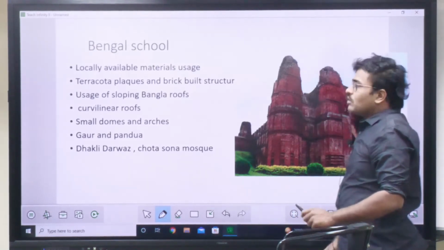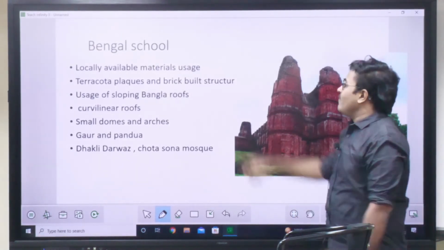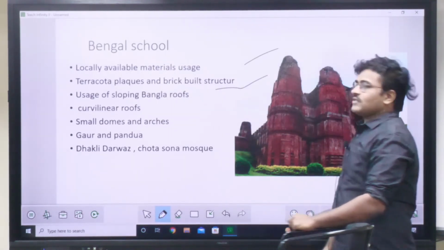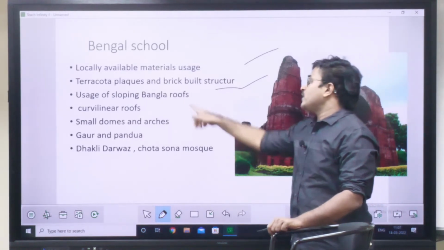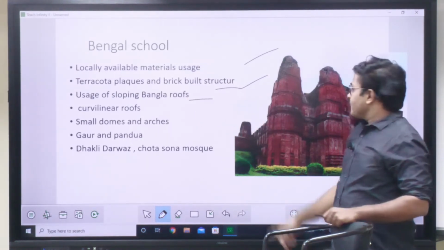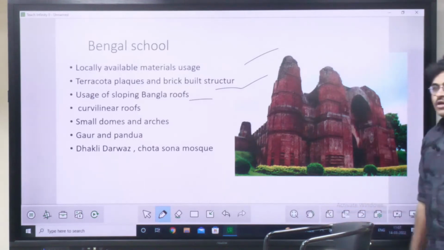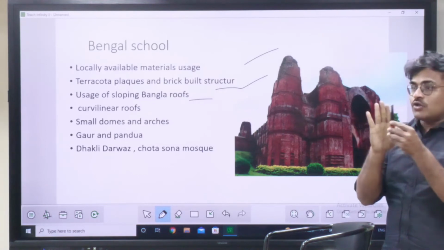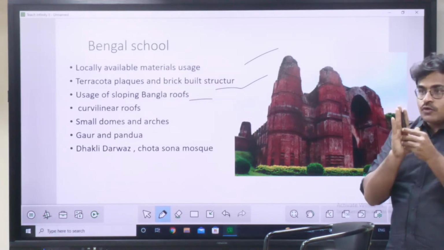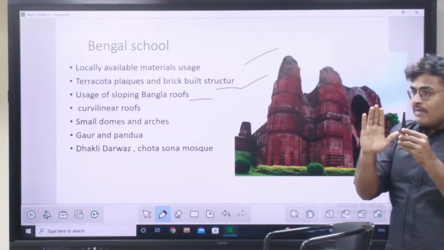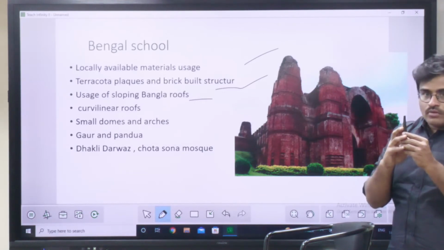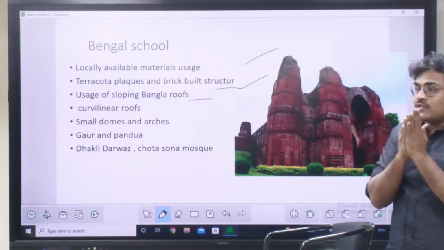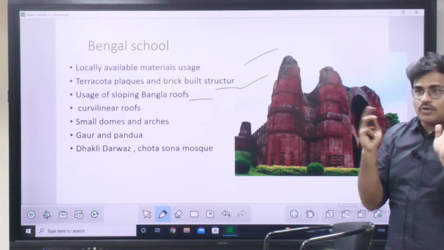Otherwise, Bengal. Bengal is based on the usage of locally available materials. So they started building terracotta flake and brick built structures. Then along with that, the usage of the sloping Bangla roof. So this is a terracotta flake based thing. If you remember, even in Nalanda University I told you about these terracotta flakes, which will be attached to the structure. Because of the unavailability of stone to carve, they used to make their images in terracotta. You remember, they used to make pot-like structures and attach them to the Nalanda Mahavihara's walls. I talked about it, I am sure.